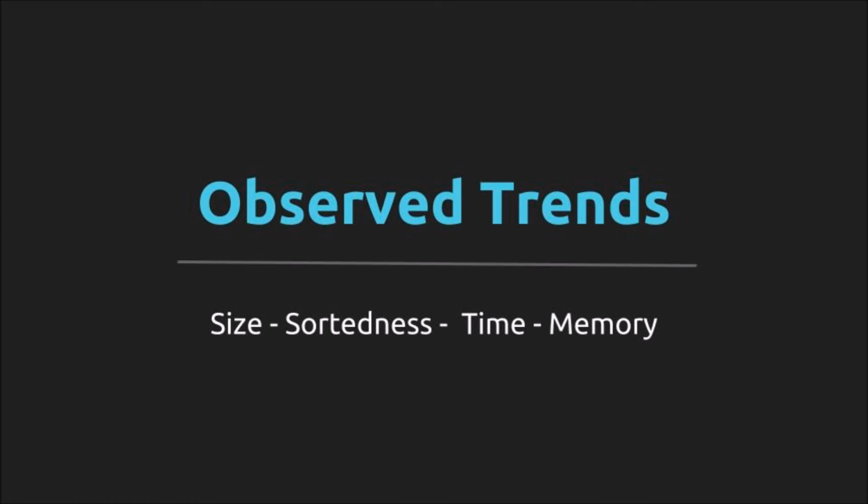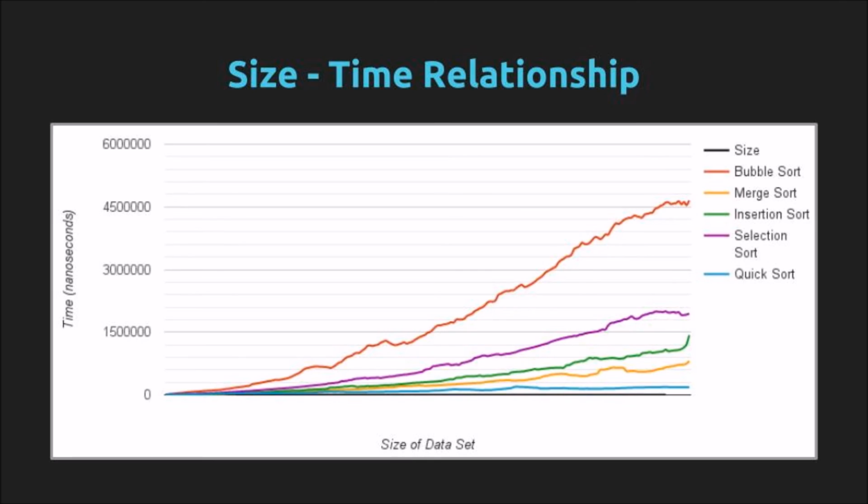From running these simulation experiments, there are a few relationships between performance parameters that are found. The primary parameters are size of the dataset and sortedness of the dataset, and the secondary parameters are time taken to sort and memory consumption while sorting. For all sorting algorithms, as the size of the dataset increases, the time taken to sort the dataset also increases, some more drastically than the others.